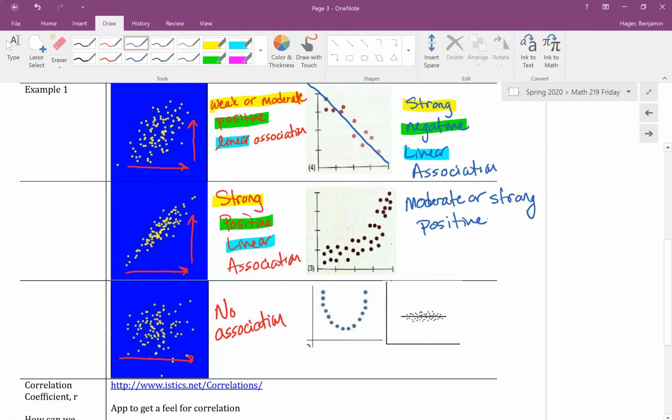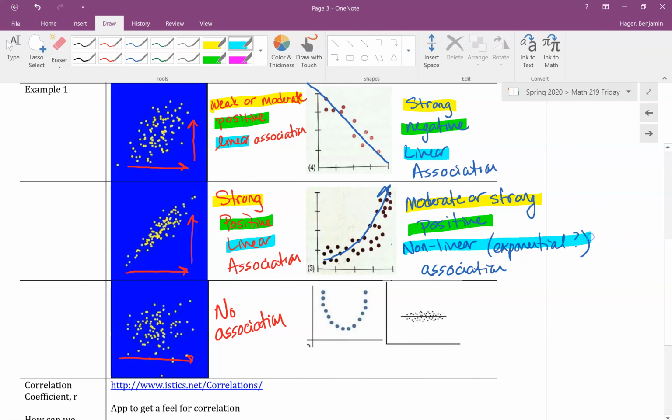To me, it's not a line, so I would say nonlinear. I would probably say exponential, because to me it looks like it's exponentially growing, but if you just said nonlinear, that's totally fine. Basically classify it as a line or not a line. So I've got the strength described, the direction, and the shape.